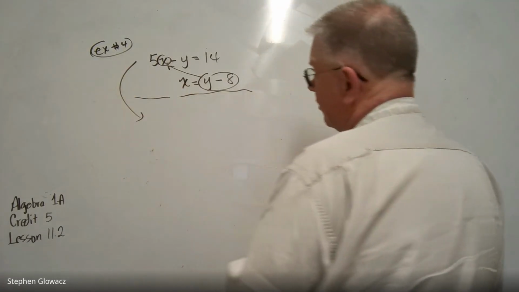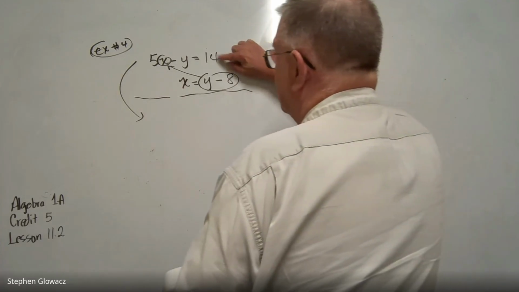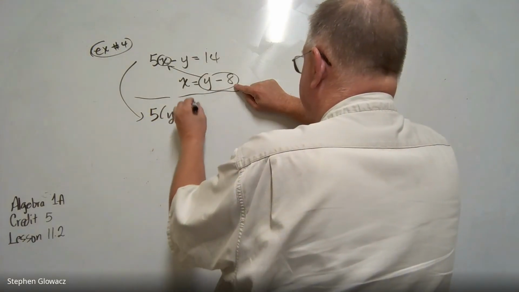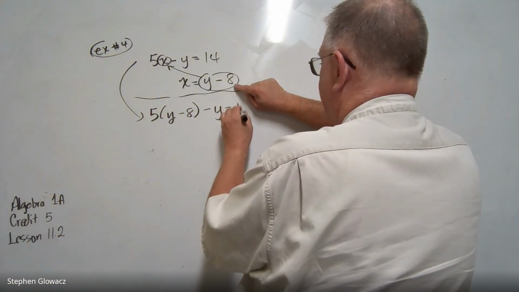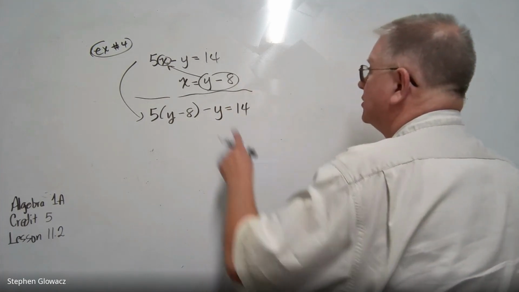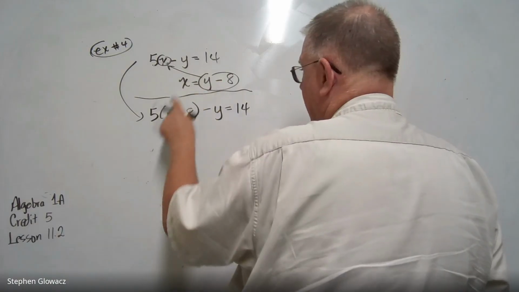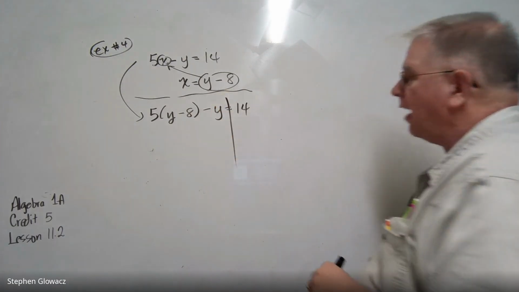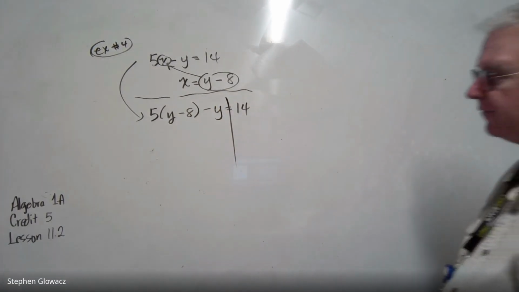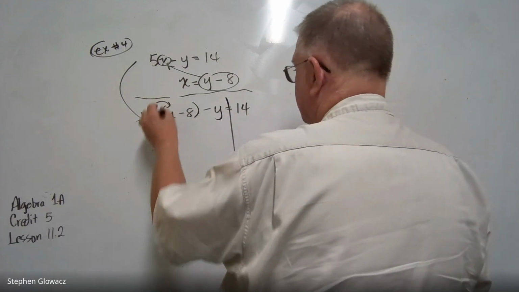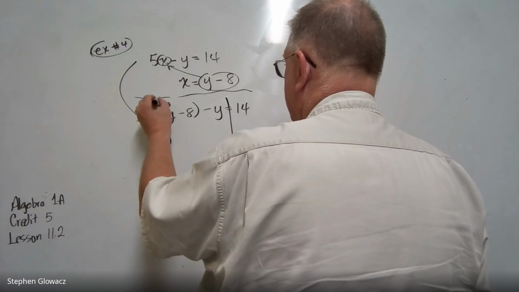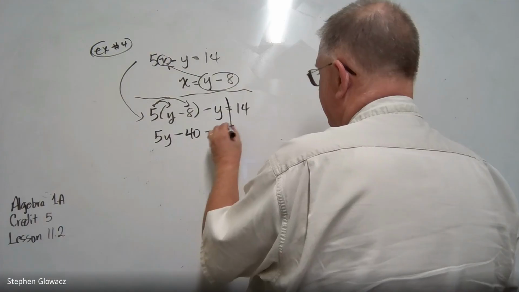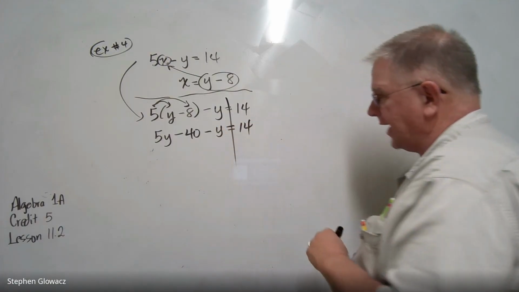So we're copying down our first equation here, but in place of x, we're going to substitute y minus 8. And then everything else we just copy down. So we have 5x, but x is y minus 8, minus y equals 14. All right, let's go ahead and distribute and start the solving process here. 5 times y is 5y. 5 times negative 8 is negative 40. And then everything else, the minus y and the 14, we bring down.